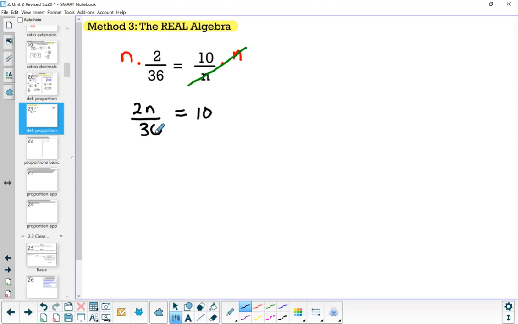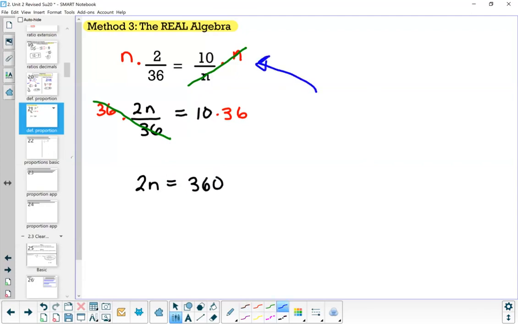Now I'm going to continue to clear the fraction on the left side. I can either multiply by the reciprocal. I'm not going to do that. I'm going to multiply both sides by 36 because I'm taking the inverse operation of division by 36 using multiplication of 36. So then on the left side, the 36 divided by 36 reduces to 1, and I had 2n equals 360.